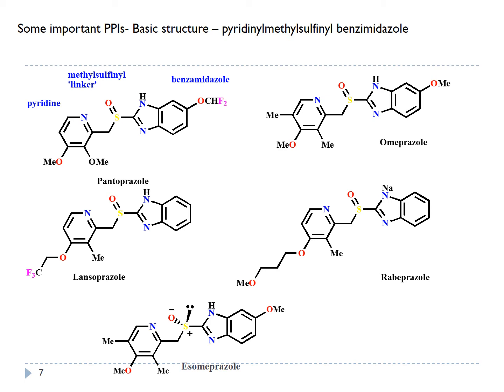If you see the substitutions on the various drugs, you will understand that on the benzimidazole moiety, we have a substitution on position 5 or there is no substitution. On the pyridinyl moiety, we have substitution on position 3, 4, 5 or either of them. Now, when we go ahead, we will see the mechanism of action of these drugs.